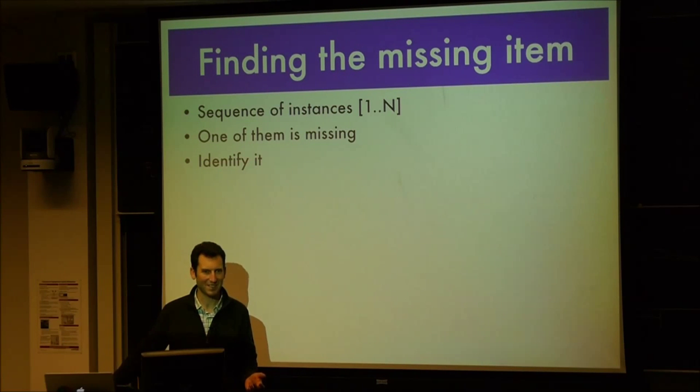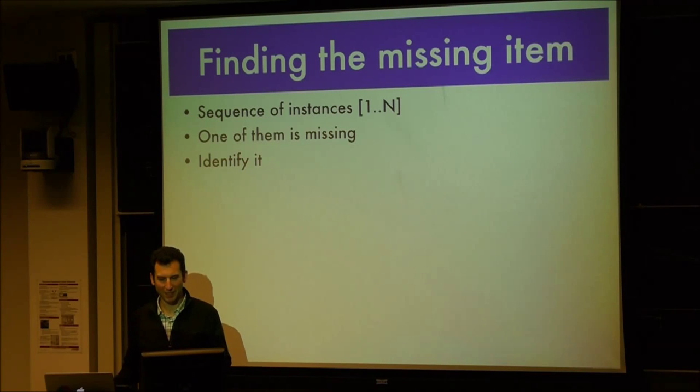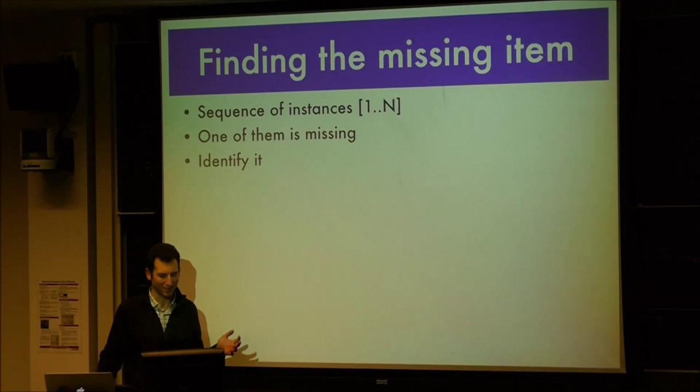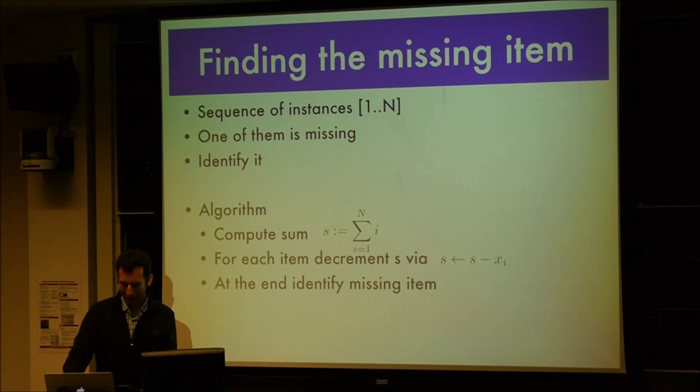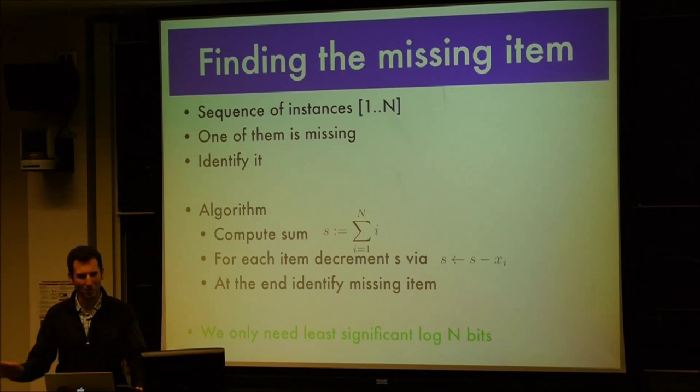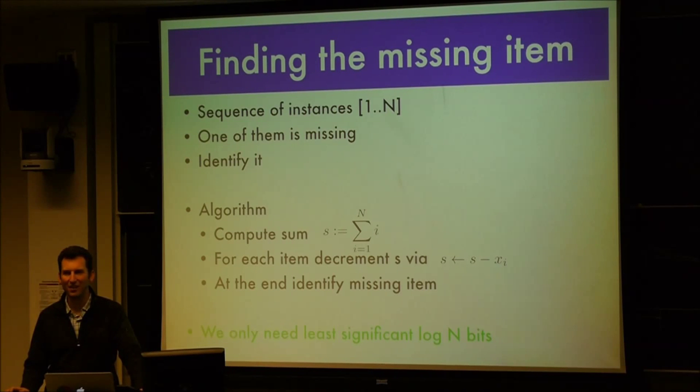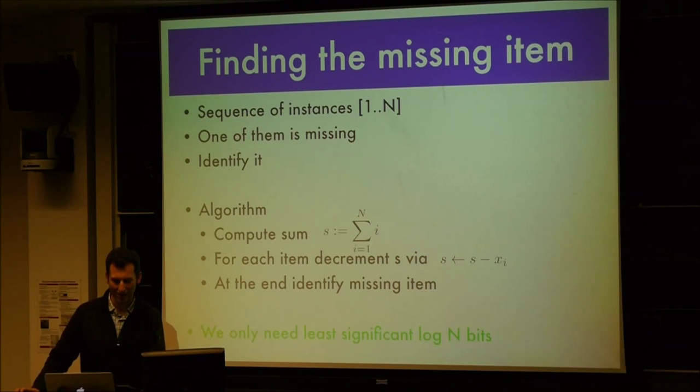So you sum them together, yes? And then at the end you look at the difference between the full sum and what you got. Exactly. And we need at least log n significant bits, and that's all we need. Why don't we need as many significant bits as the total sum over all the elements? I can take the mod, yes. Basically, overflow doesn't hurt me, because the least significant bits will be all that I need to answer this question.